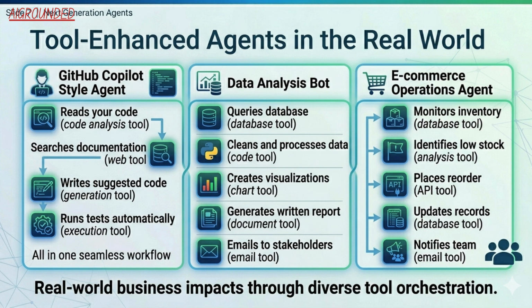Consider e-commerce: an operations agent can monitor inventory, identify low stock, automatically place reorders through supplier APIs, update records, and notify the relevant team, all without human intervention.